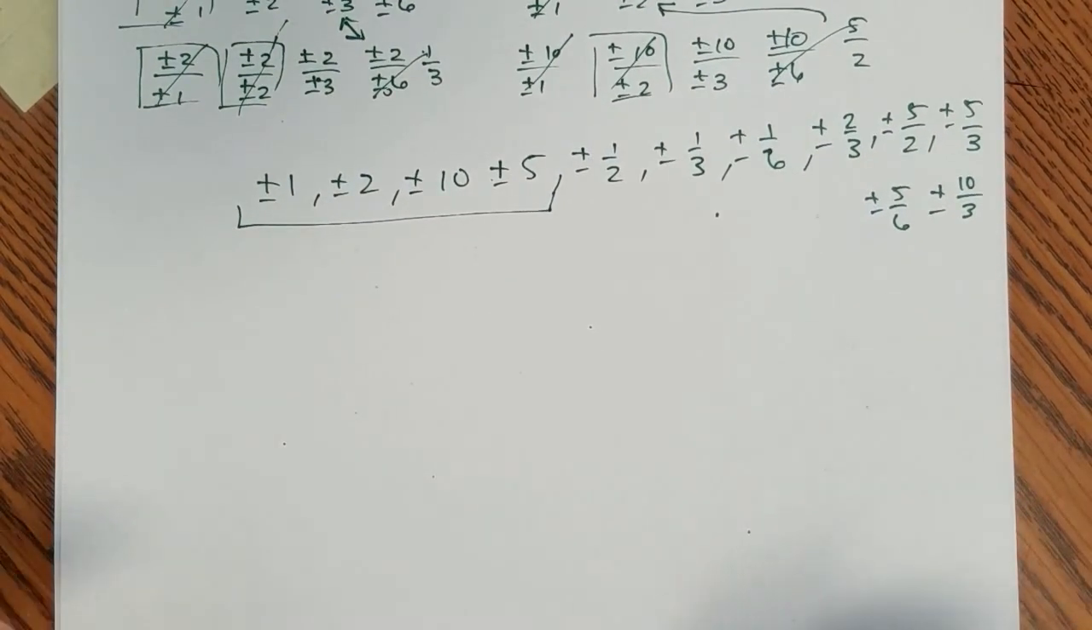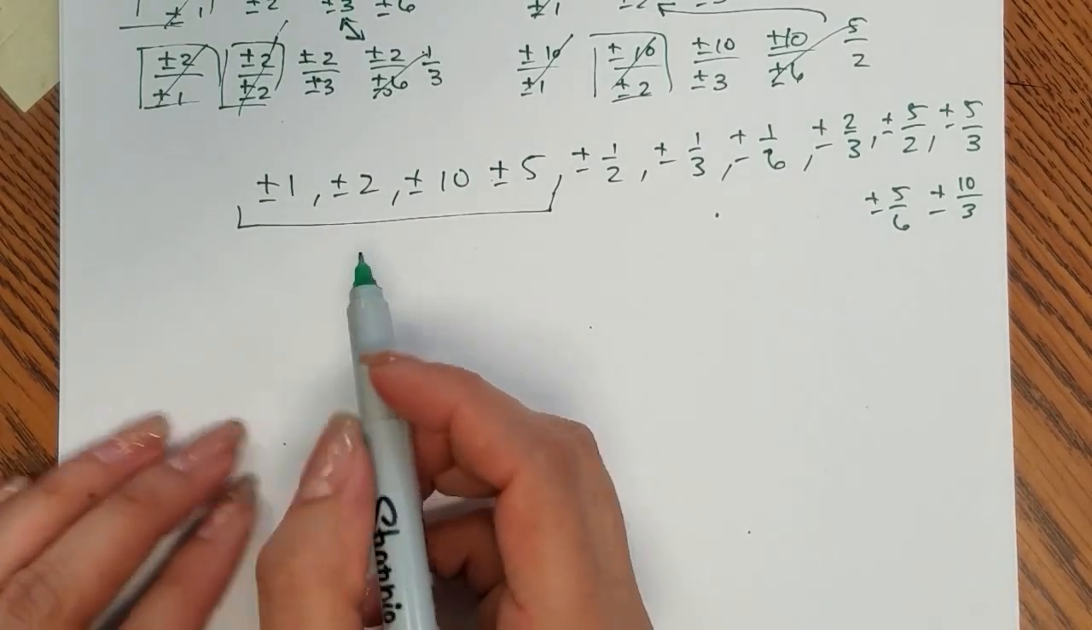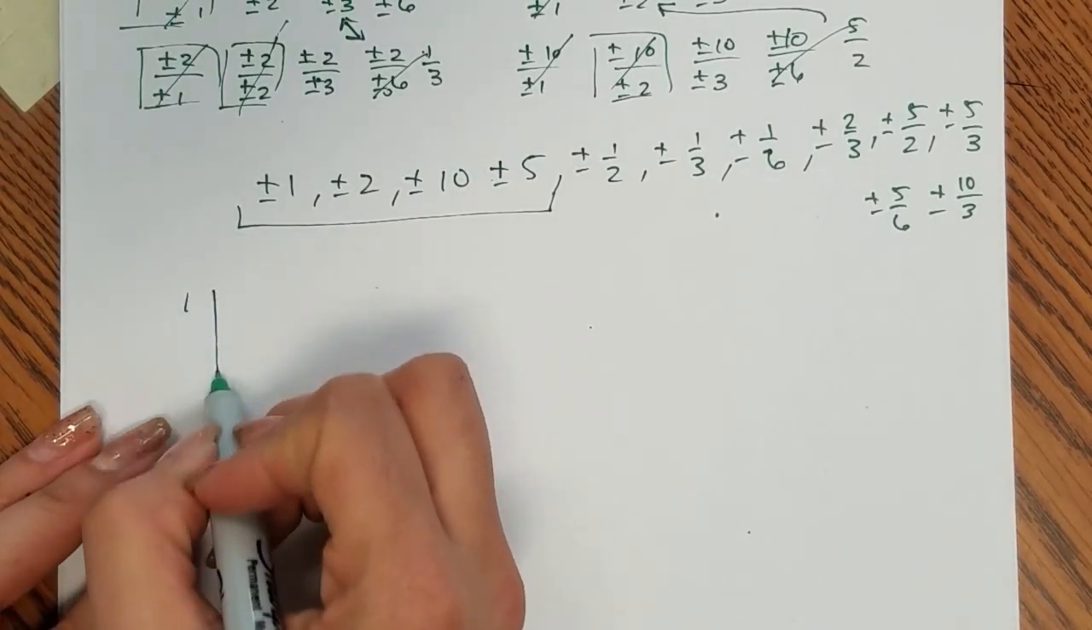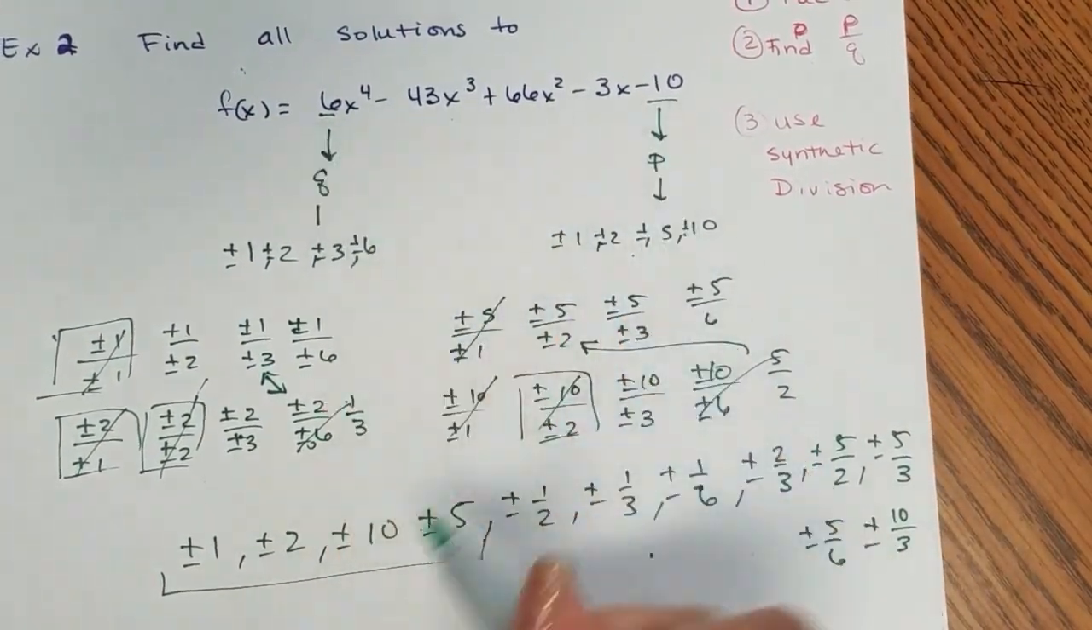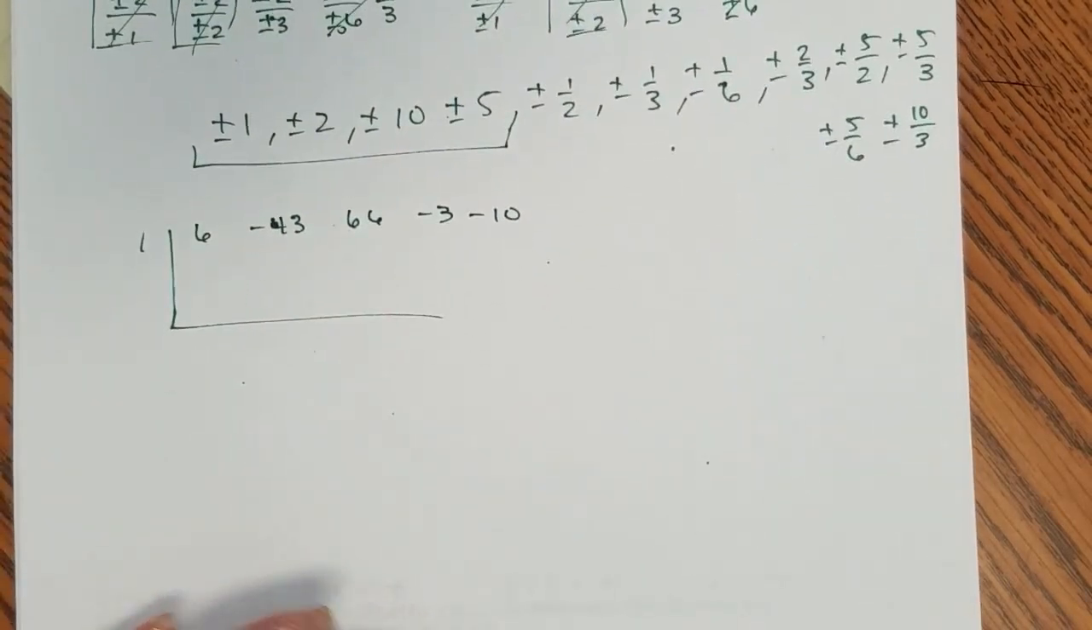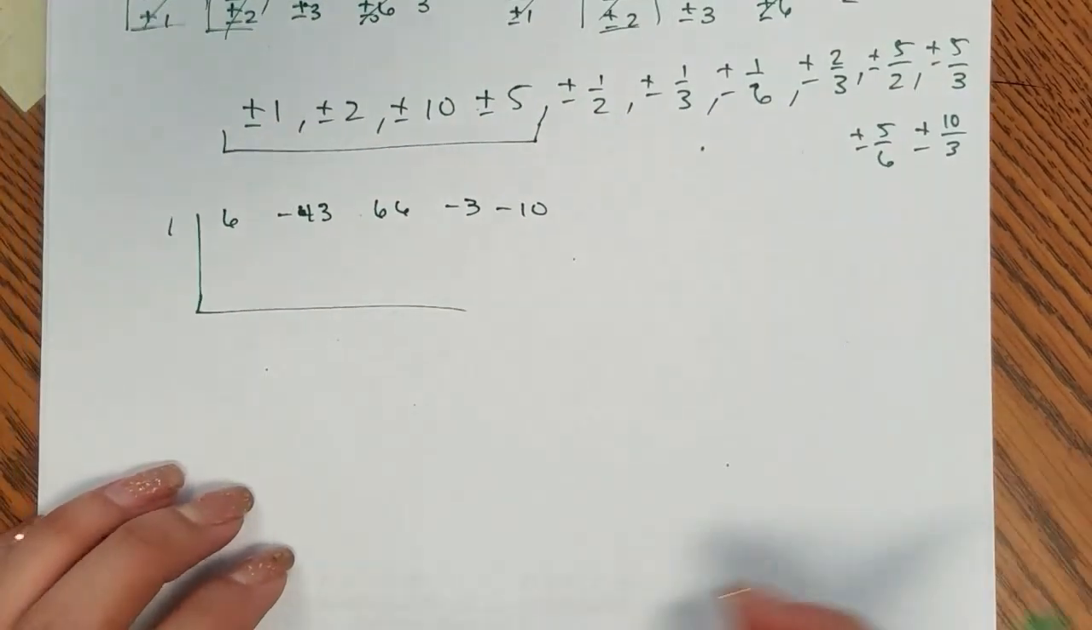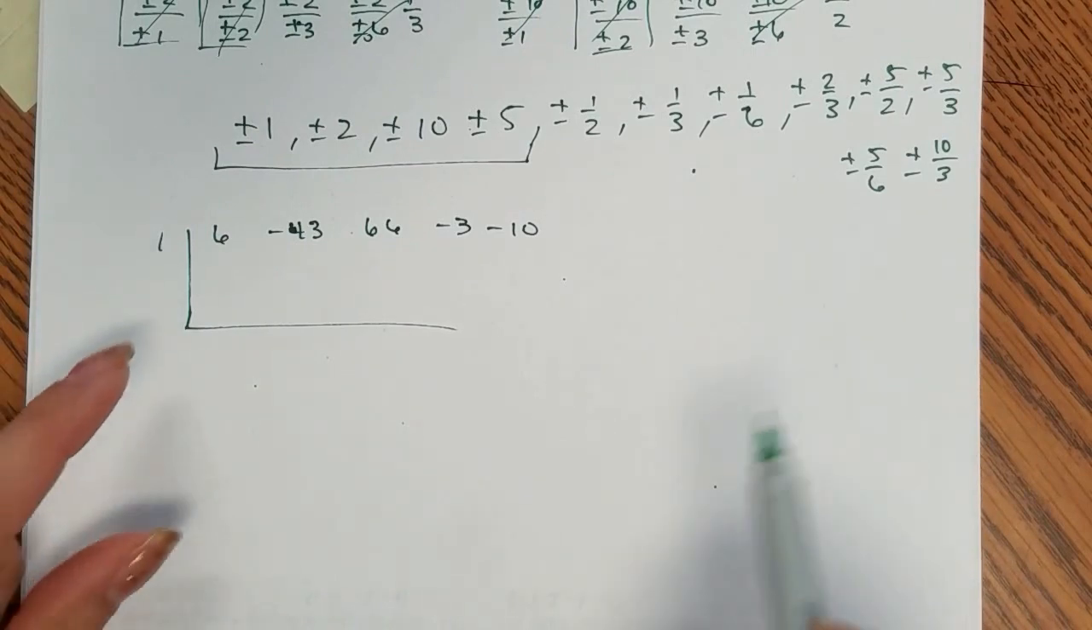Once we find one root, we can factor it out and see what our remainder is, or what our other factor is. It's usually a little bit easier to factor. So I'm just going to start with 1. We're going to do our synthetic division. Remember, the numbers that we're using for this are these original coefficients: 6, negative 43, 66, negative 3, and negative 10. So we're going to start with 1 here.